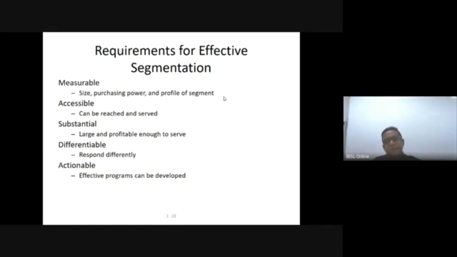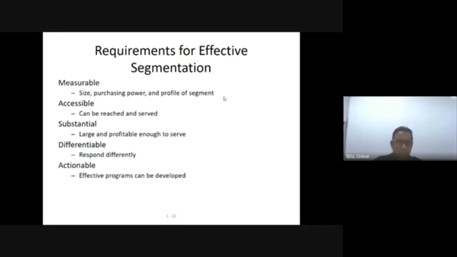Say, for example, take the professional women's market in Sri Lanka. Professional women, women executives in Sri Lanka, women managers in Sri Lanka, right? So if you take that segment, can that be measurable? You should be able to, because we can have statistics about the number of female managers in Sri Lanka. The Central Bank may have statistics, or the statistics department may have details with regard to the number of professional women in Sri Lanka. Accessible? Yes. They are accessible through what?